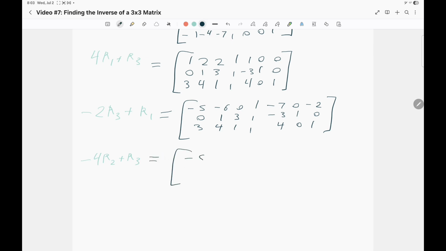Row 1 remains the same. It's not 60, that's 5, 6, and 0, because we space that out a little more. Row 2 is also not going to change. It's only going to be row 3 that changes here.